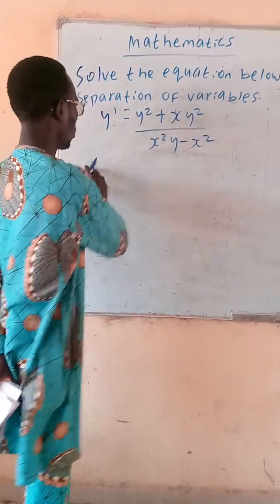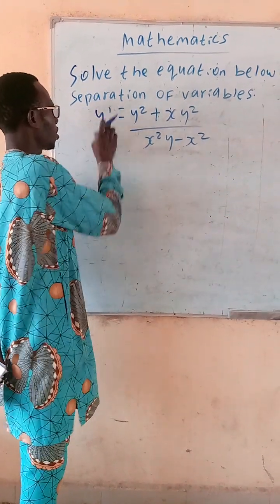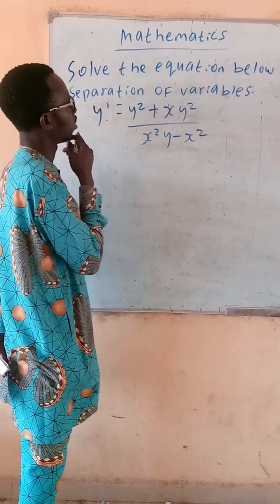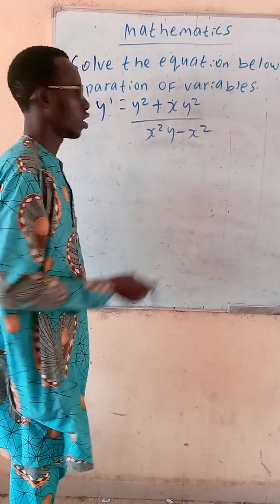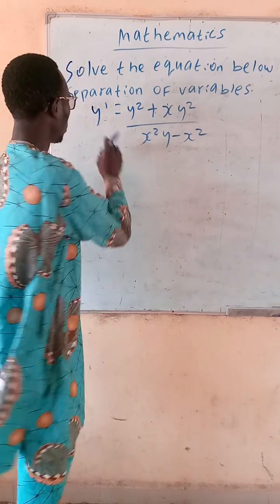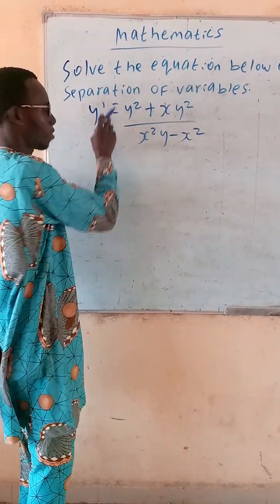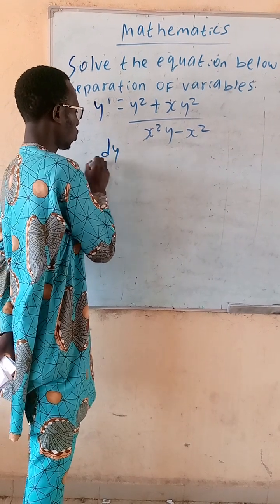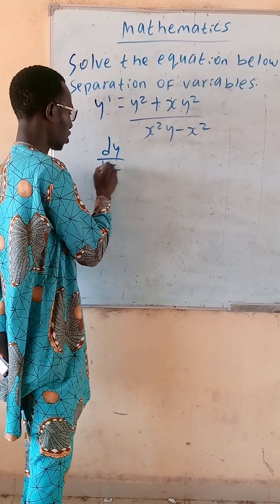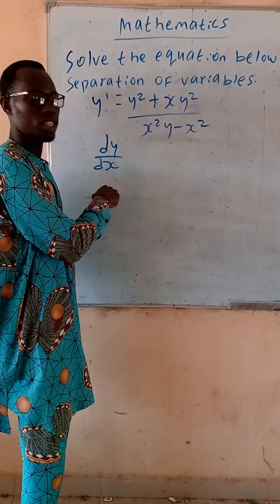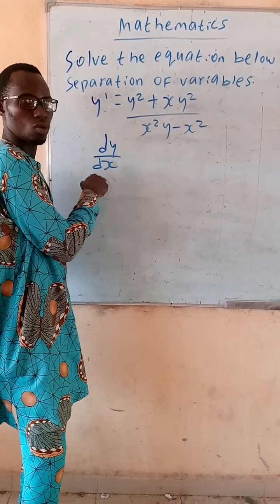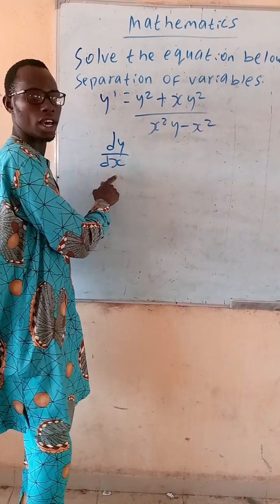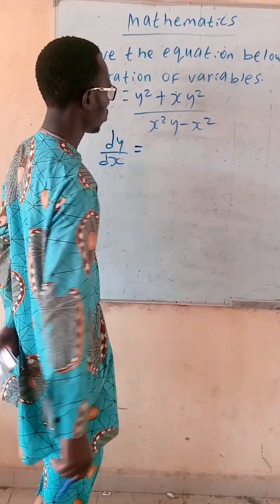So you're going to agree with me that when you see this sign in mathematics, y raised to power 1, especially in this kind of equation, it means the differentiation of y with respect to x. That means we have dy/dx. So instead of writing this, we're writing dy/dx. We put an equal to sign.